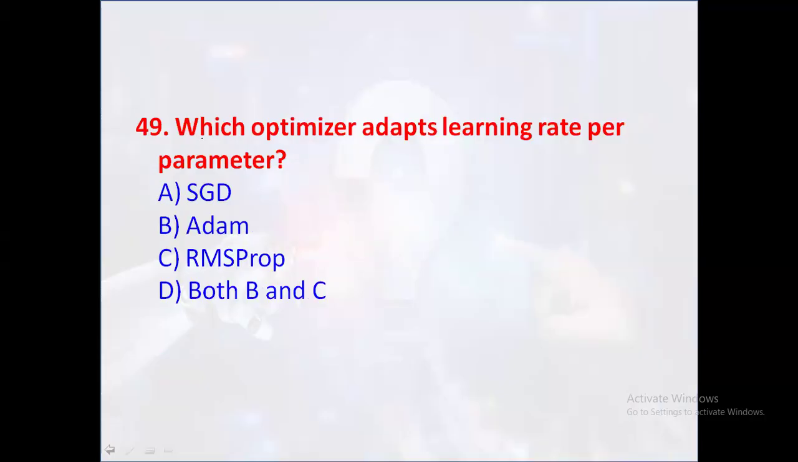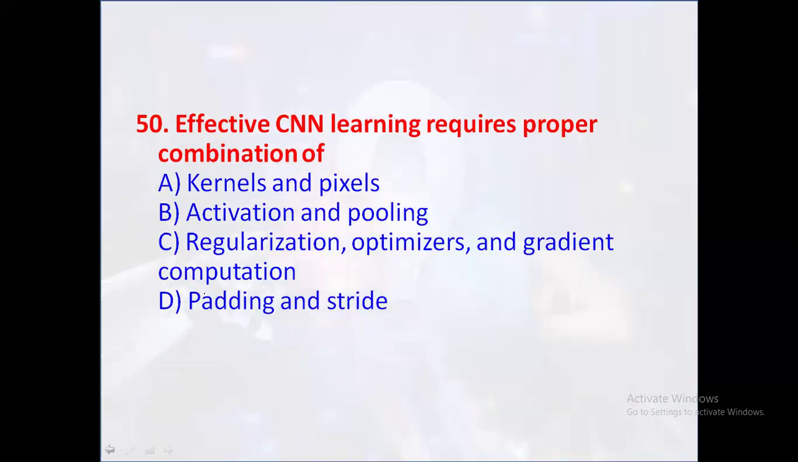Next, which optimizer adapts the learning rate per parameter? SGD, Adam, RMSProp, both B and C. The answer is both B and C. This also we have seen in our lecture.